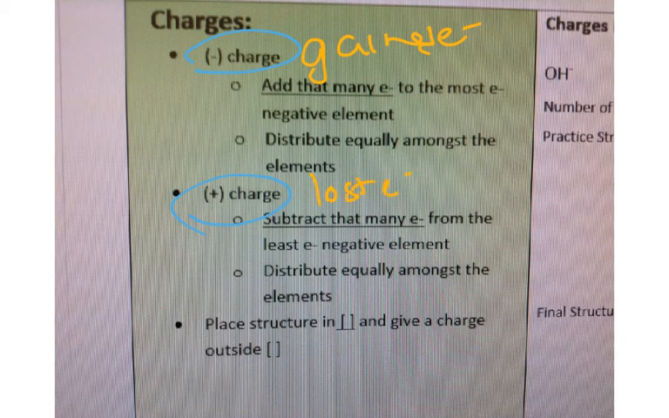Okay, so what you're going to do is if you have a negative charge, you're going to add that many electrons, and when you have a positive, you're going to take away that many electrons. After you are drawing the new structure, you put it in parentheses and give the charge outside of parentheses.